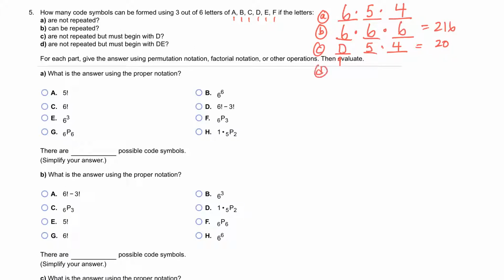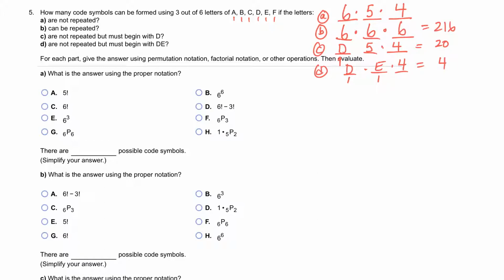Okay, and D, it has to begin with a DE. Oh, so D has to go here, E has to go here. So there's only one thing that can go here, one thing that can go there. And then if I can't repeat, I'd only have 4 letters left to use. So it'd be 1 times 1 times 4.